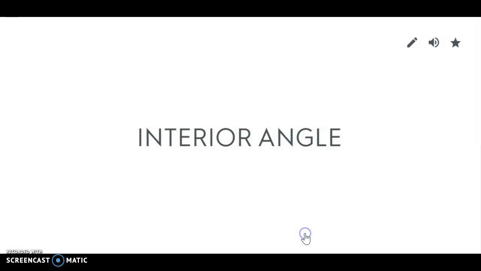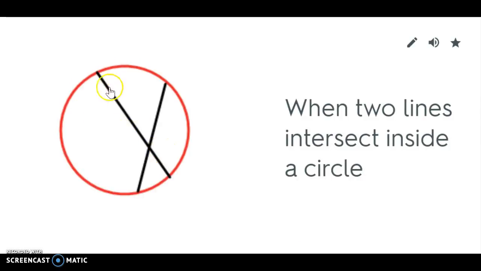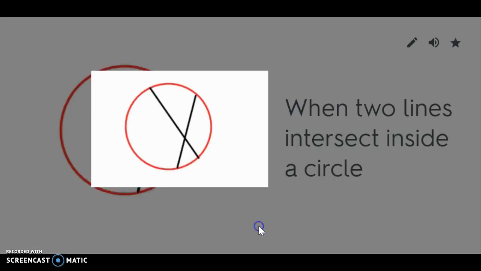The next one we have, they're all backwards, is interior angles. Interior angles are when you have two chords or two lines that intersect inside. And what you create is vertical angles. So this top is equal to this bottom, and this right is equal to this left, just like anywhere else. Those are interior angles.